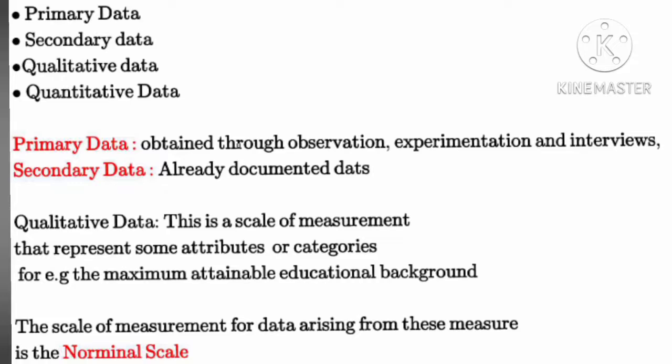Now, quantitative data is also split into two. It is split into the discrete variable and the continuous variable. Discrete variables are those variables that can easily be counted.